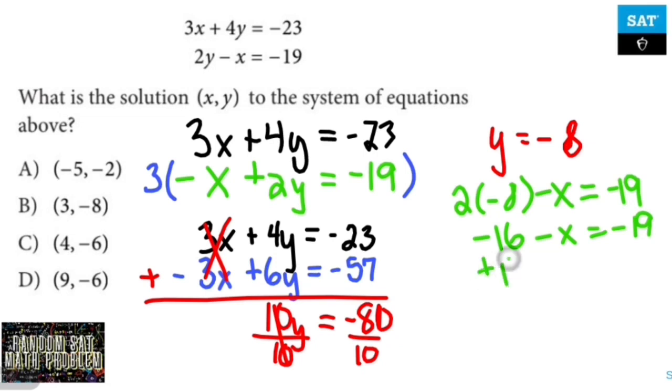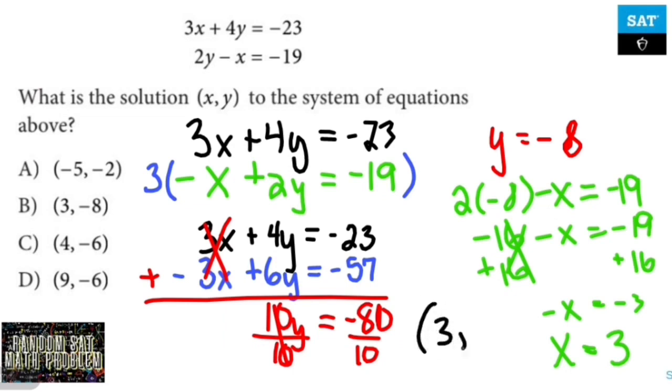Add 16 to both sides. Cross them out. Negative x equals negative 3. Now be careful. Negative x equals negative 3, but I'm not solving for negative x. I'm solving for positive x. So if negative x is negative 3, then positive x is positive 3. And there's my x. There's my y. I end up with the point 3, negative 8. The answer is B.